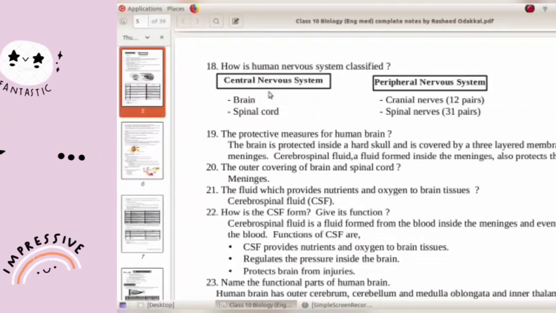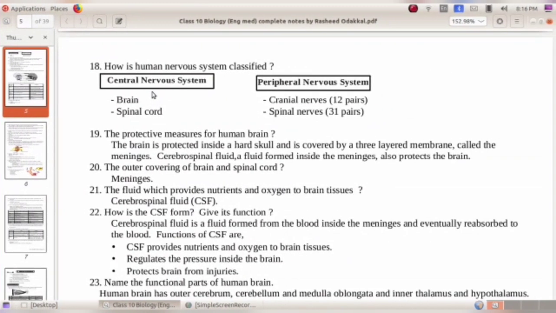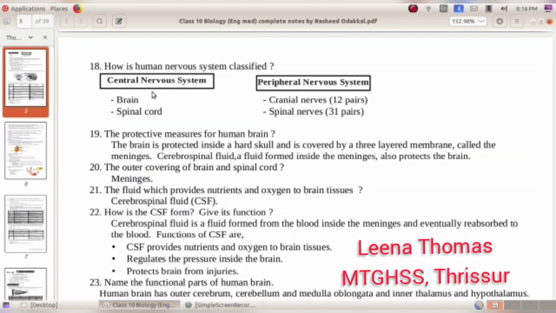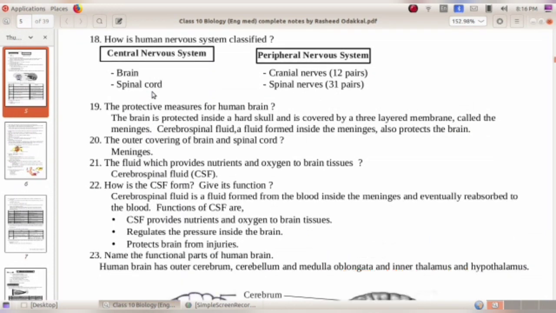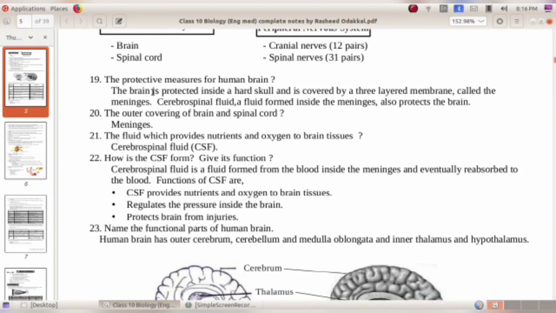The second class of the first unit, Sensational Responses. We are going to see the structure of the brain and spinal cord in the central nervous system. First, the structure of the brain. The brain is protected inside a skull and is covered by a three-layered membrane called meninges, and between the meninges there is a fluid. It is called the cerebrospinal fluid.